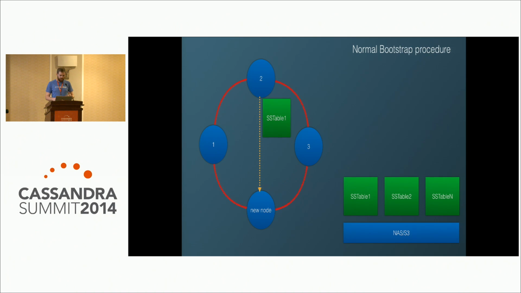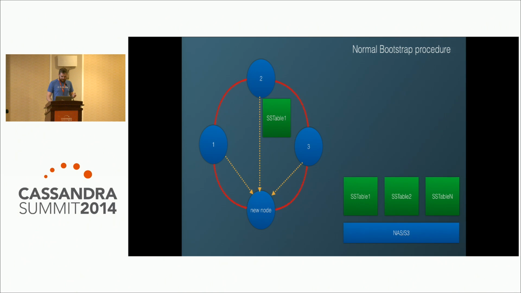And in the normal Bootstrap procedure, the SSTable gets streamed to the new node, and this occurs for all the nodes within the ring. This is also very applicable to vNodes. A lot of my examples here are all about vNodes. We run vNodes by default on everything that we start. It just makes operational procedures a lot simpler.